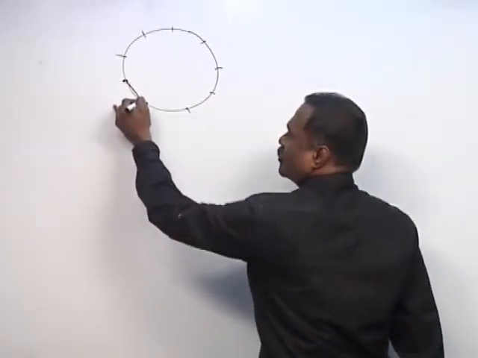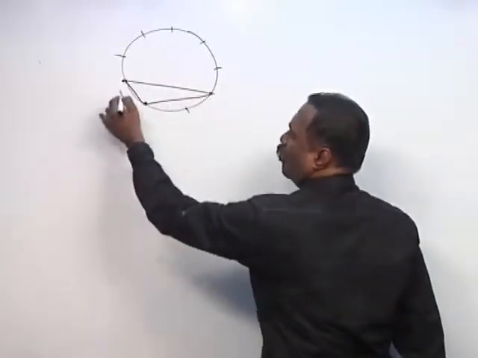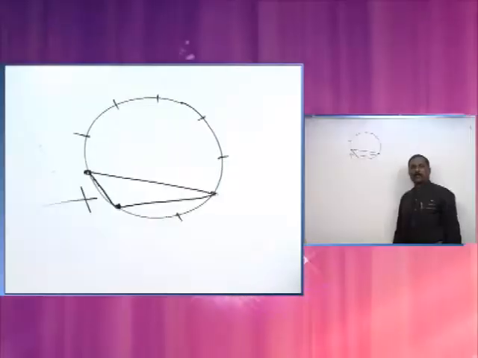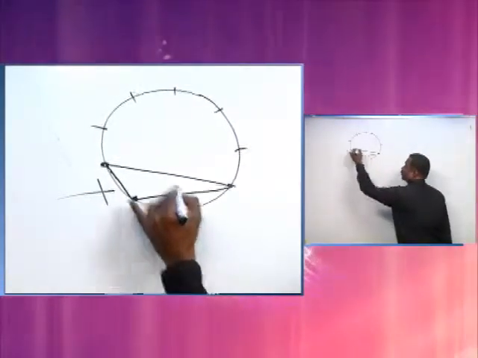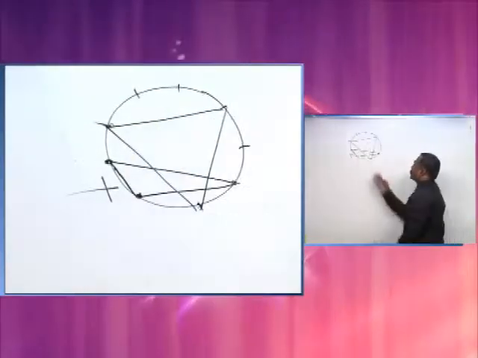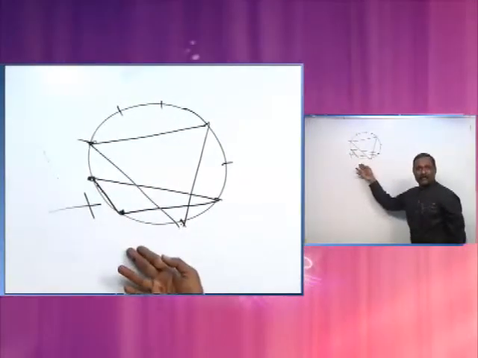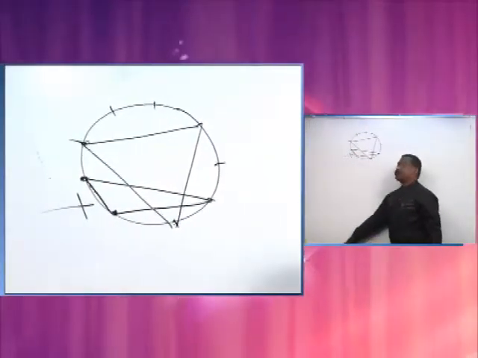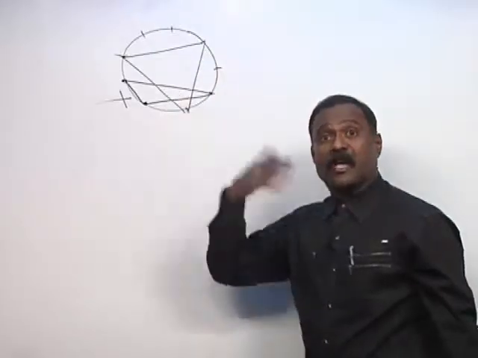That means this we don't want. But we need this, because these two are not consecutive. In between these two there are 2 points. In between these two there are 2 points. So understand. Now, how many such triangles can be formed?